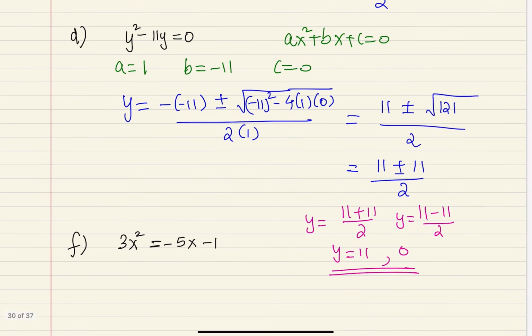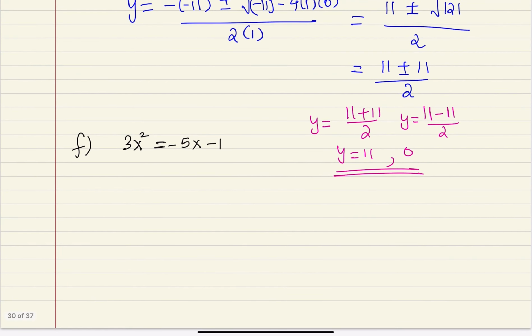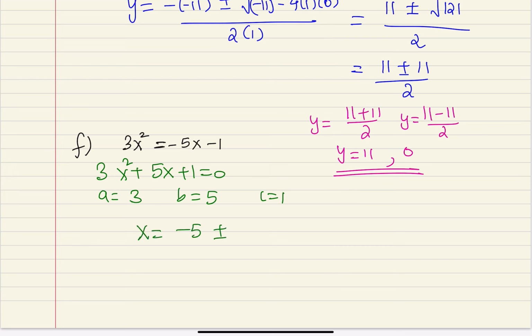Those are two solutions. Part F, 3x squared equals negative 5x minus 1. So let's go ahead and solve it. Step number 1 is to put it in the standard form so that I can identify my a, b, and c easily. So x would be negative b plus minus square root of b squared minus 4 times a times c, divided by 2 times a.